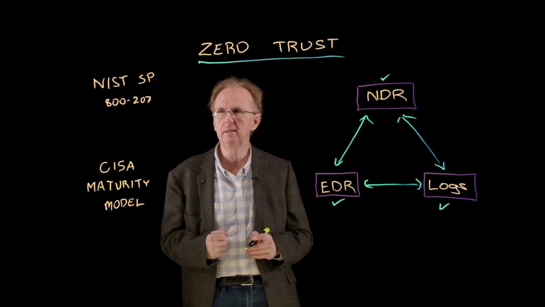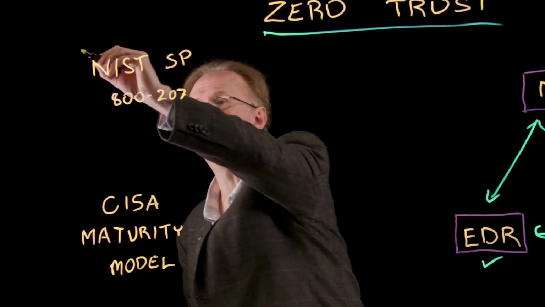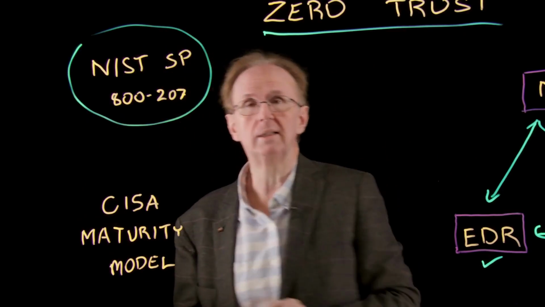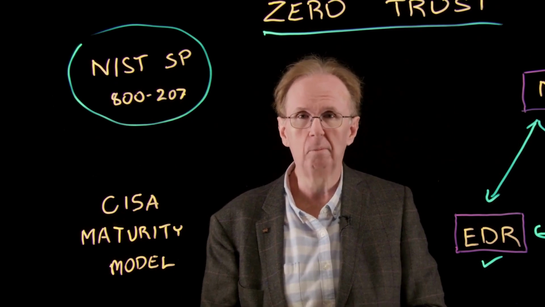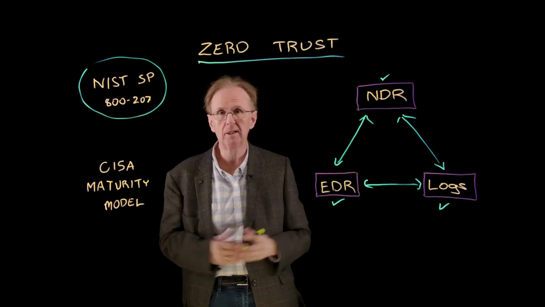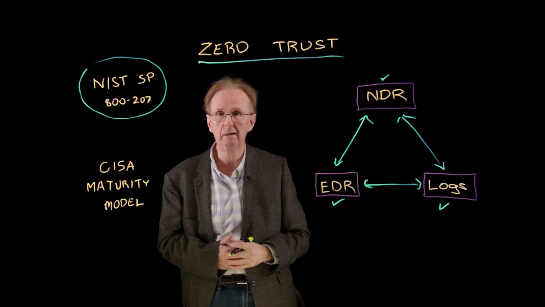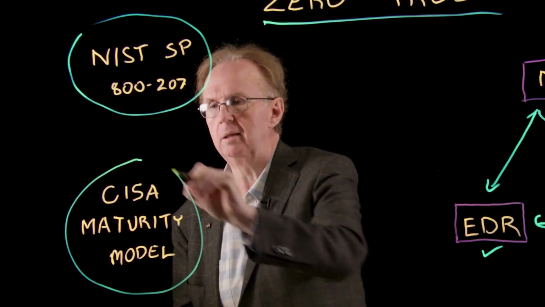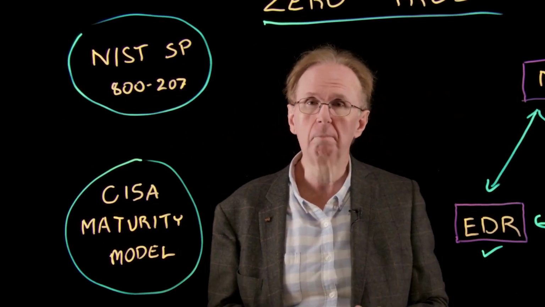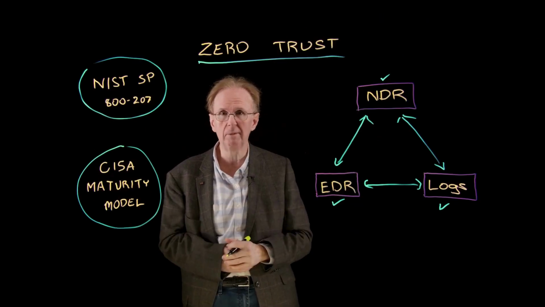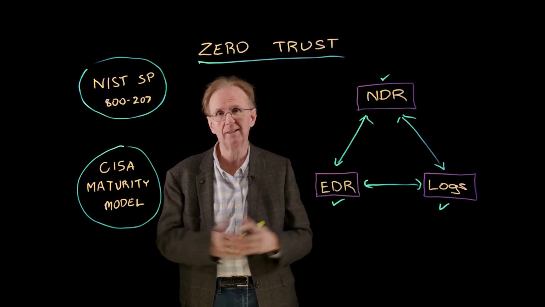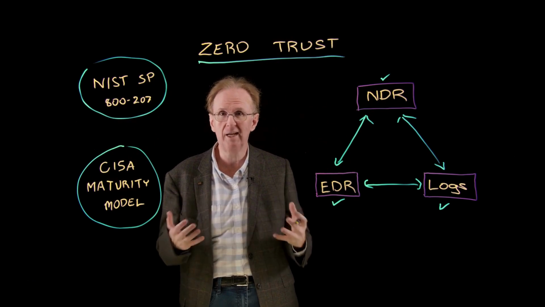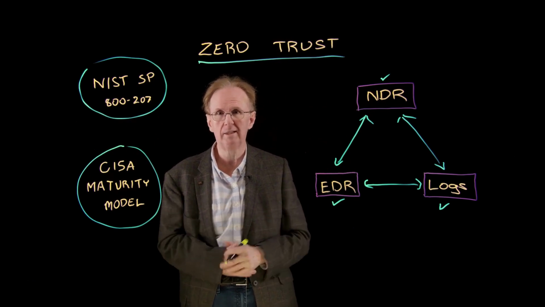So what do the standards say? NIST SP 800-207, for example, has section 3.4.1, which says the enterprise must record data across the network. That's NDR. What about the CISA maturity model? The CISA maturity model has a whole pillar, which is the network and environment pillar, that requires threat detection on the network. These standards are saying do NDR.